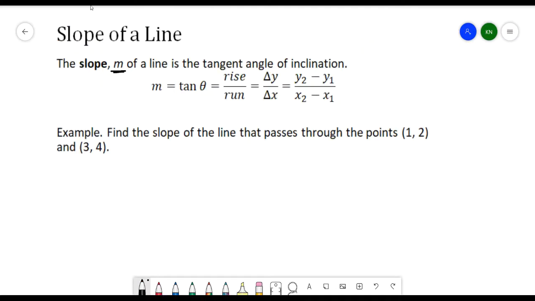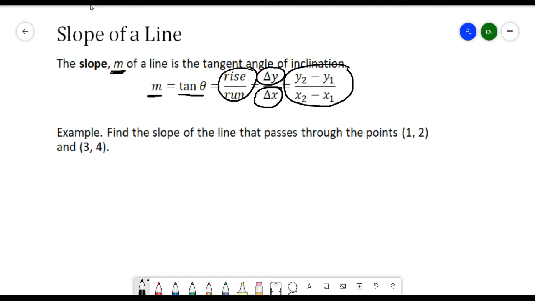So we have the slope of a line, and the slope of a line is symbolized by the letter m, which is the tangent of the angle of inclination. m is said to be equivalent to tangent of theta, which is mostly called the rise over run, or the change of y over the change of x, which is given by this equation: y sub 2 minus y sub 1 all over x sub 2 minus x sub 1.